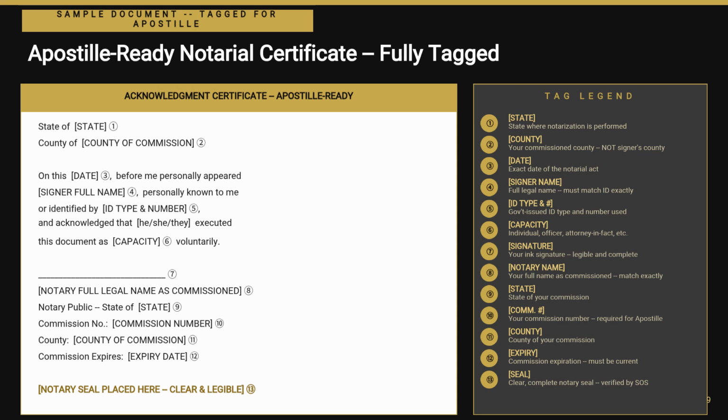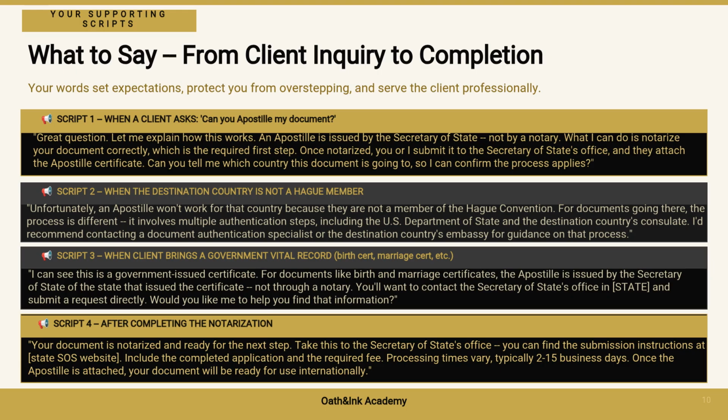included every time on documents destined for apostille. Field 11, your county of commission. Field 12, your commission expiration date, confirming your authority was current at the time of notarization. And Field 13, your seal must be a clear, complete impression. Every single tag on this document is something the Secretary of State's office checks. Fill all 13 completely.